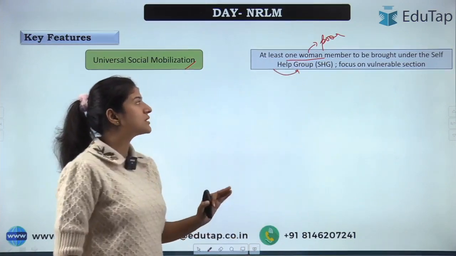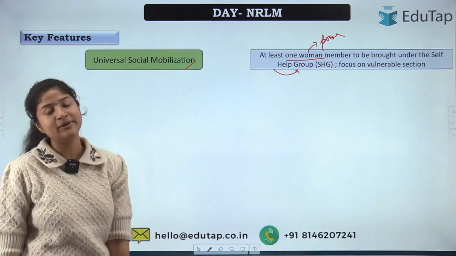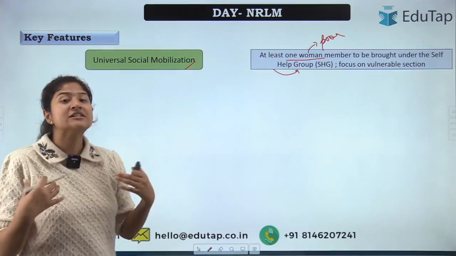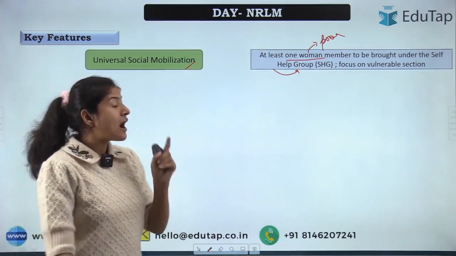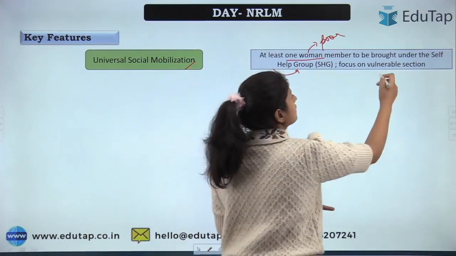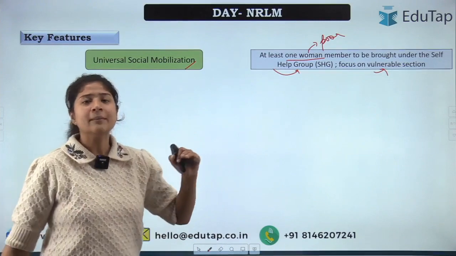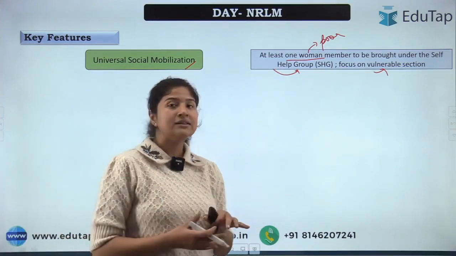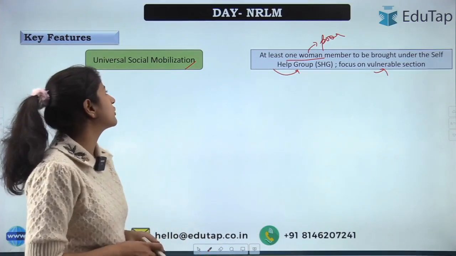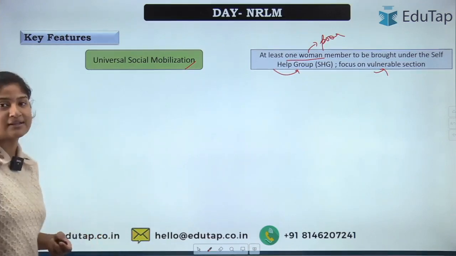Okay, so in the self-help groups, at least one woman will be included, so that there is also participation of women in this. Also, the focus would be on the vulnerable sections of society, for example, bonded laborers and the backward tribes, right? All of this would be done under this. Okay, first is universal social mobilization.